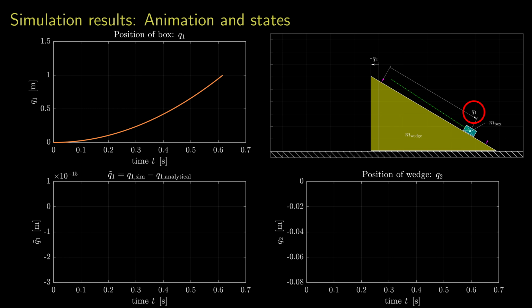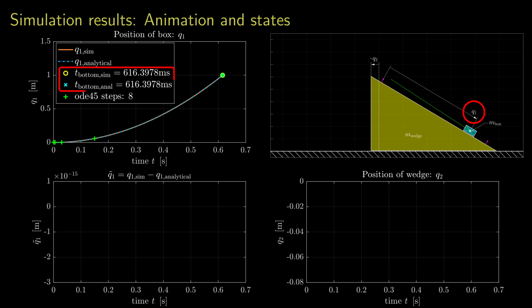Here we have the position from our numerical simulation, and here the result for our analytical solution. The point in time detected by the numerical simulation when we hit the bottom of the wedge is pretty much identical to the time calculated analytically as well. Because the results are so similar, it makes way more sense to look at the difference between the 2 signals.